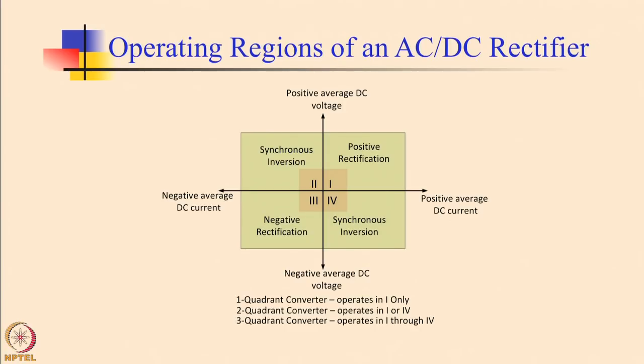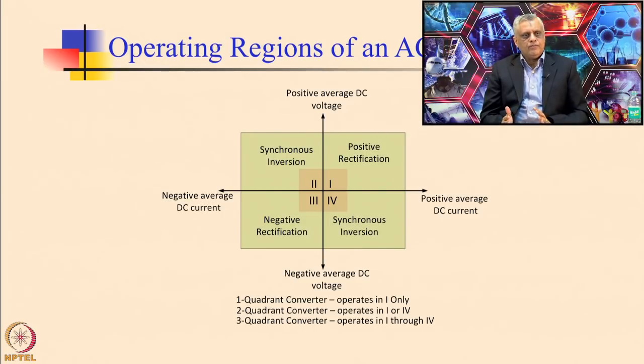Now, in an AC to DC rectifier, we always have one port with AC, the other port with DC. If I look at the voltage and the current on the DC side, and both the voltage and the current are positive, it means that the power is going from the AC side to the DC side. So this is a rectification which is taking place. It is also called a positive rectification.